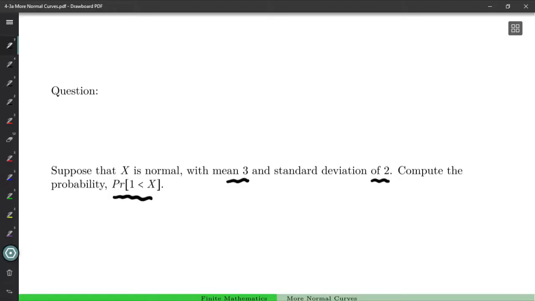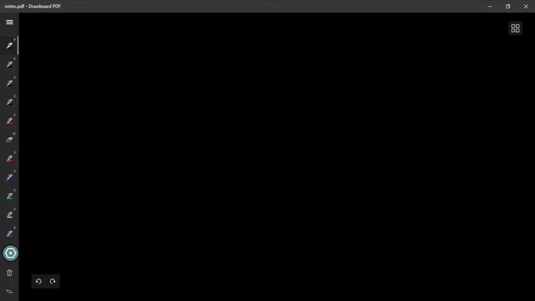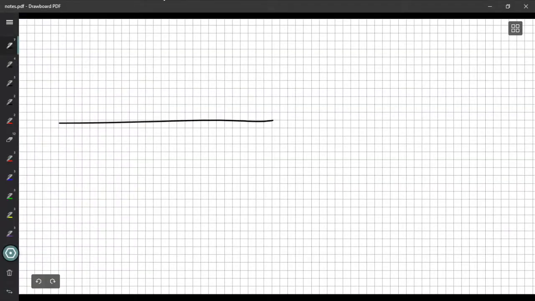Okay, so let's try and get a handle on what's going on here. X is normal, so it looks like a bell curve, the sort that we've drawn before. But we're told that the mean is 3, and the standard deviation, which tells you how fat or wide the bell curve is, or how skinny and narrow it is, is 2. Okay, without another one to compare to, I guess that's a good picture.